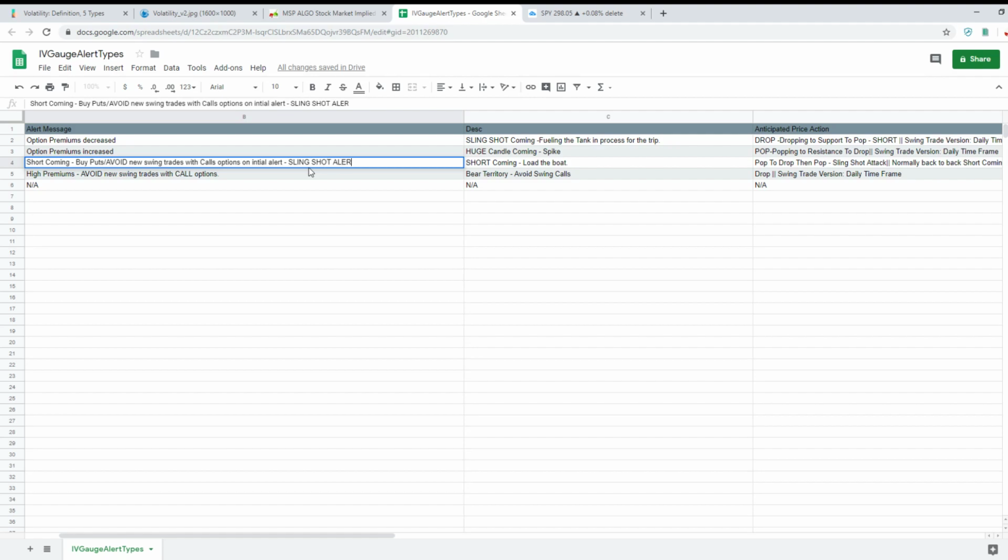Slingshot alert. Okay, there go your slingshot alert. This is warning of a slingshot coming. This is the actual slingshot alert. And it says shortcoming, load the boat. And then we got the high premiums, and it says avoid call options altogether. It doesn't matter what you're trading, because it's thinking this is bear territory, avoid swing calls.